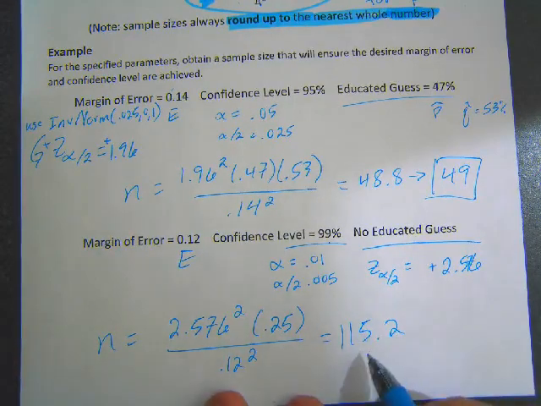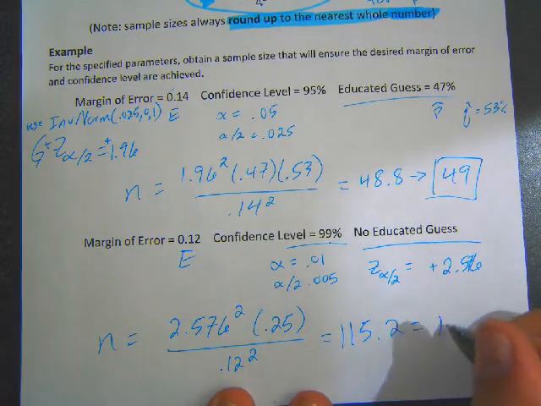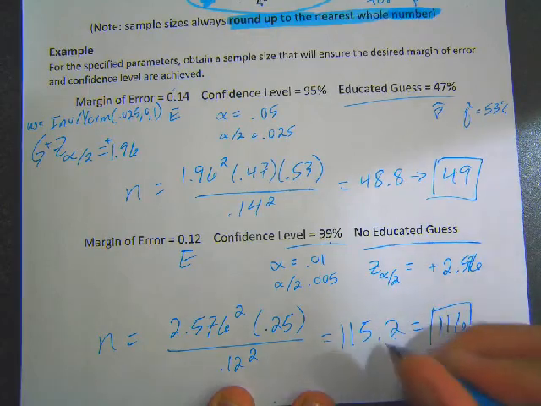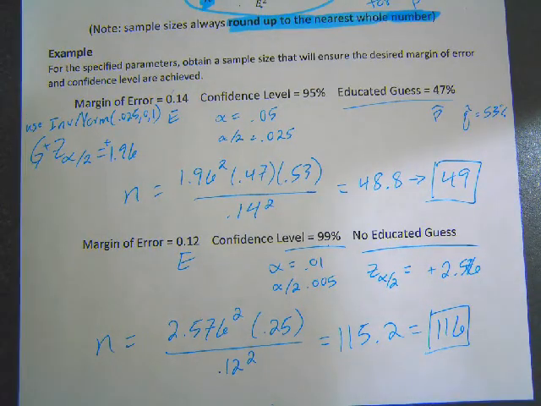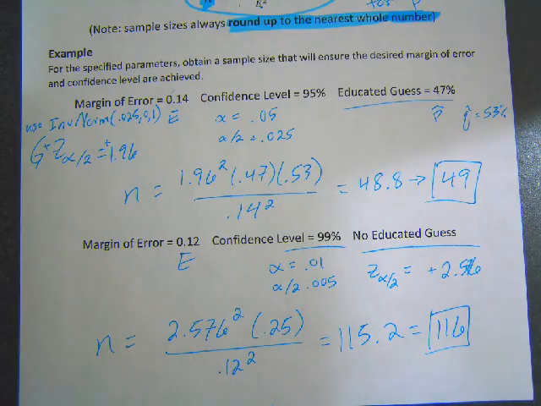But again, I wouldn't stop here. I would definitely round that up to 116. Because I don't want to round off that 0.2 person, because if I do that, I'm not going to end up with the right value. So I need to have enough people that at 99% I still only have 0.12. So if I did 115, this would be like 0.122 or 0.123. It'd be too much. So I have to have at least 116 people in my survey.